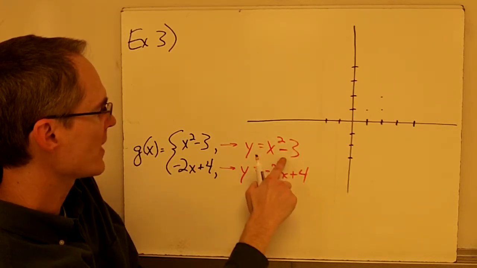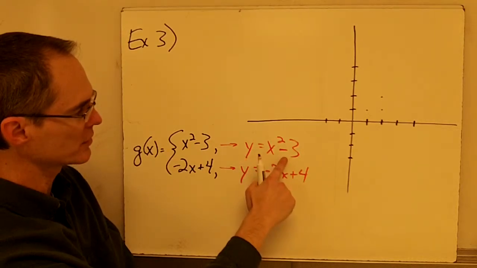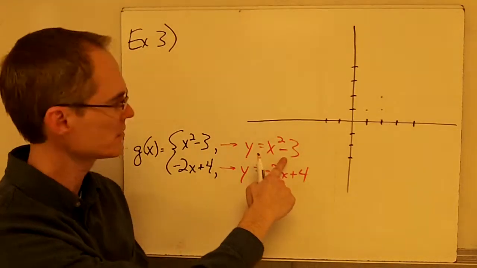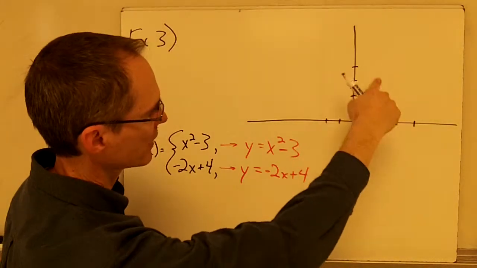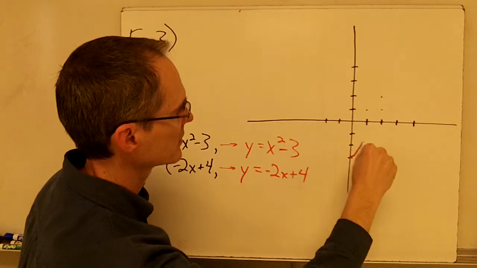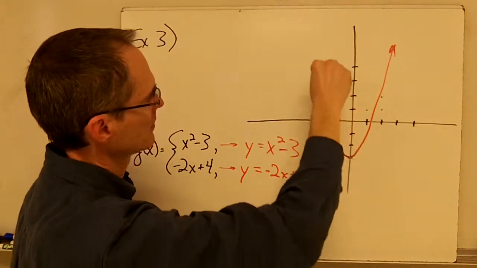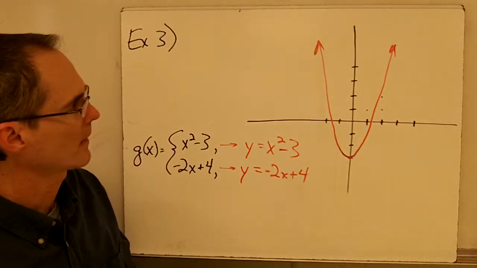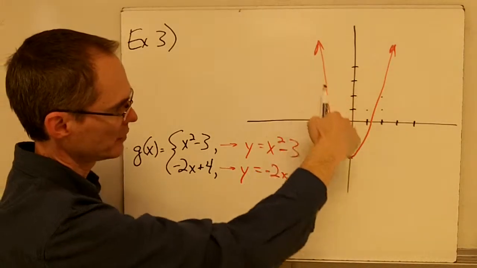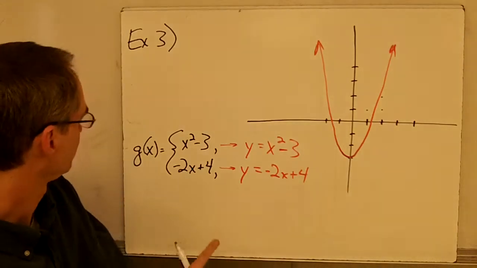Okay, now I'm going to graph this part right here. y equals x squared minus 3, and I recognize this. That's a quadratic parent function moved down 3 units. So if I take my quadratic parent function and move it down 3 units, it's going to start here, and it's going to look something like that. Again, on your paper, draw that lightly, because we're going to go back and erase some parts of that in just a minute.